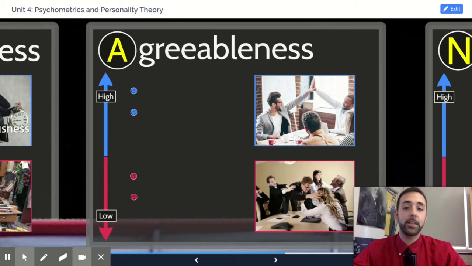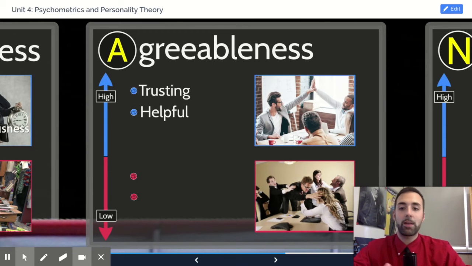The letter A stands for agreeableness. Individuals that score high on the agreeableness scale tend to be really great at human interaction. They can come across as trusting. They are trusting of others, and they can be particularly helpful. It'd be really desirable to exhibit agreeableness in group projects or as a coworker.